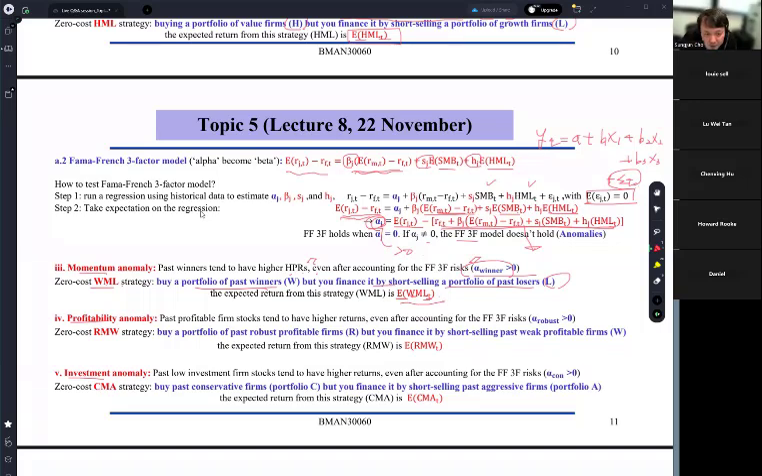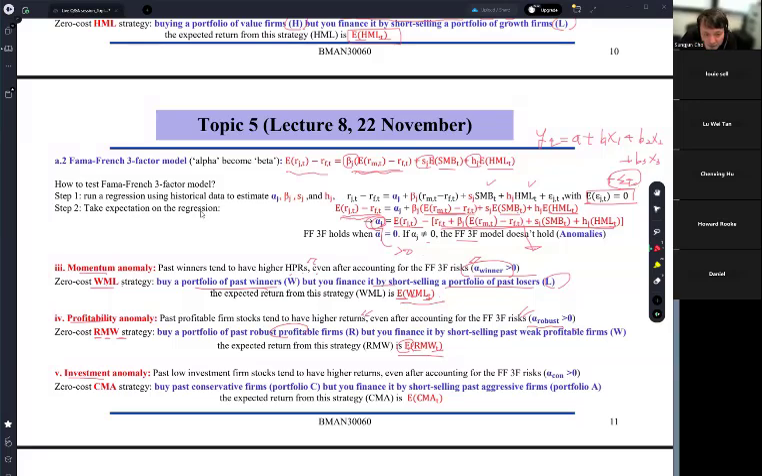What about profitability? We find that if you invest into a group of robust profitable firms, you tend to have higher returns even after accounting for the Fama-French three-factor risk. So this is again about the alpha, extra returns. How do we implement it? A robust minus weak strategy. So we buy a portfolio of robust profitable firms, but finance it by short selling weak profitable firms. So robust minus weak expected return, we're going to use this symbol.